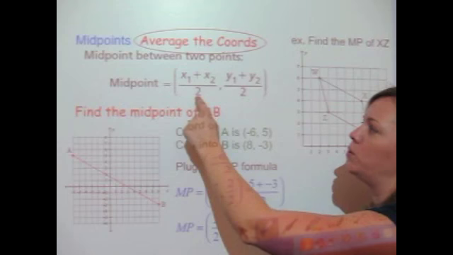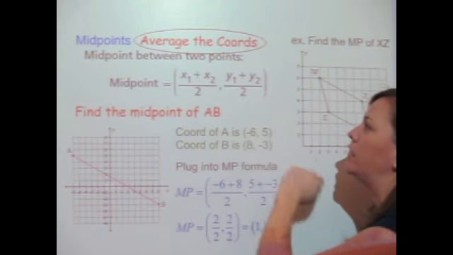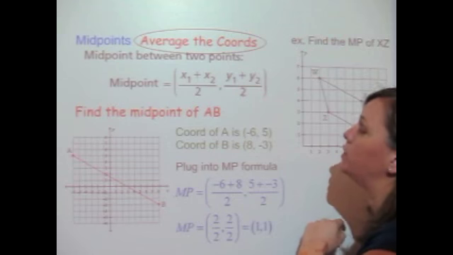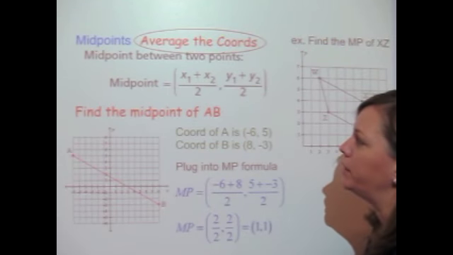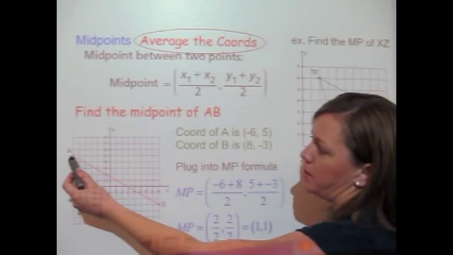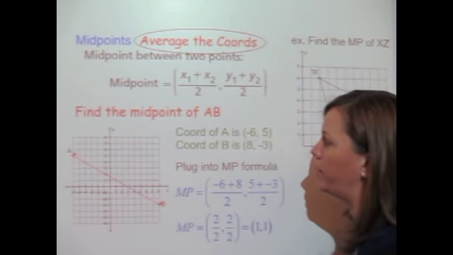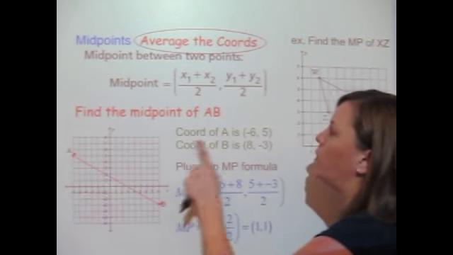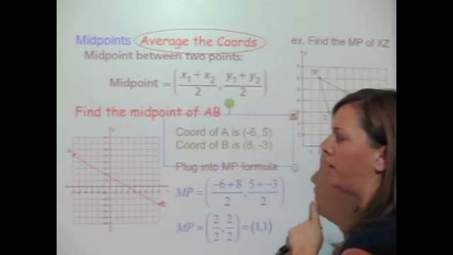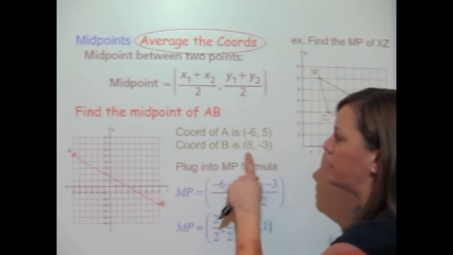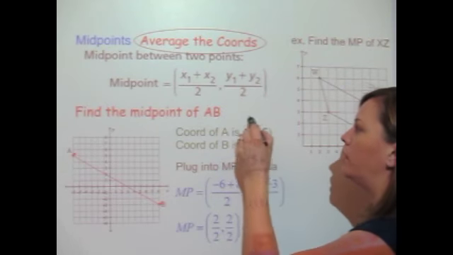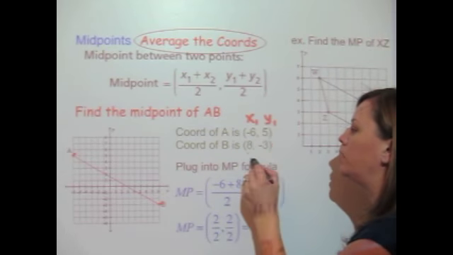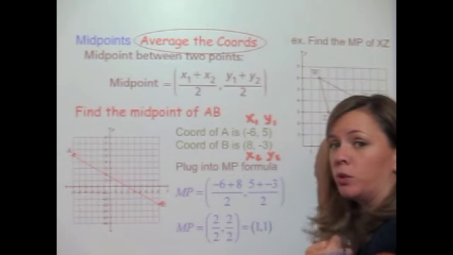You add the 2 x-coordinates together and divide by 2. You add the 2 y-coordinates together and divide by 2. So let's look at an example here. If we wanted to find the midpoint of AB in this diagram, where we have A and B right there, we're going to look at the diagram and identify that the coordinate of A is negative 6, 5, and that the coordinate of B is 8, 3. So this is your x1, y1, x2, y2.